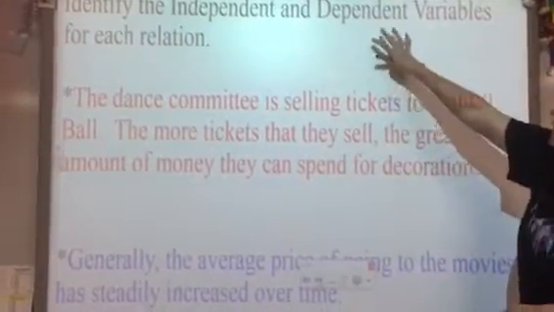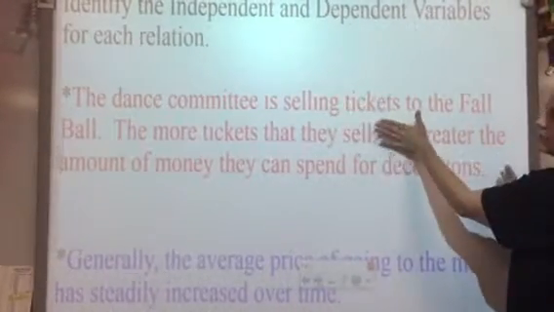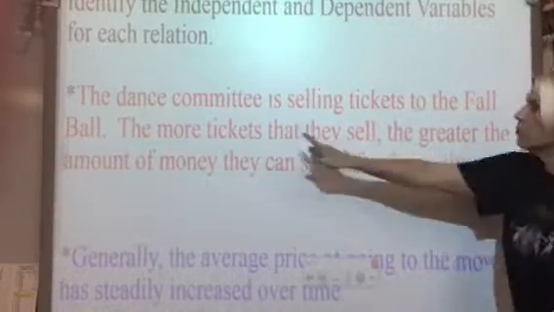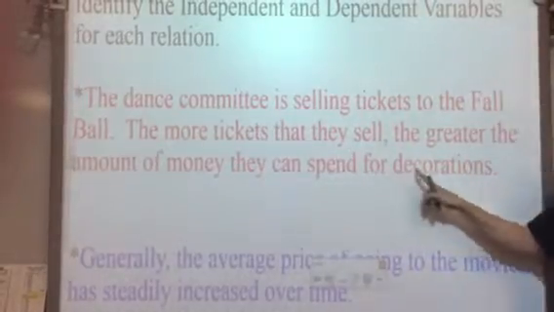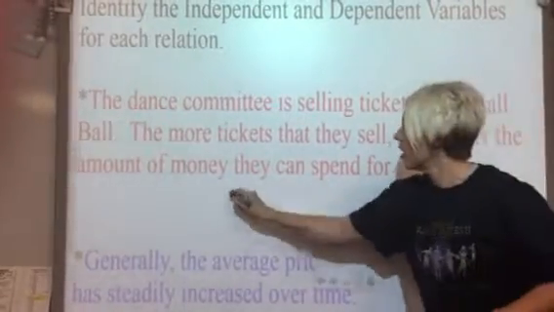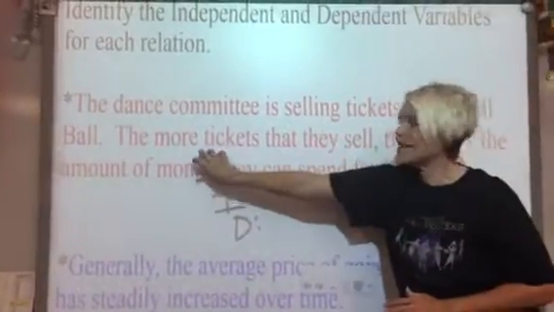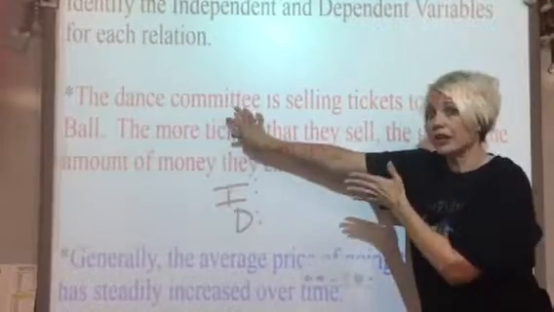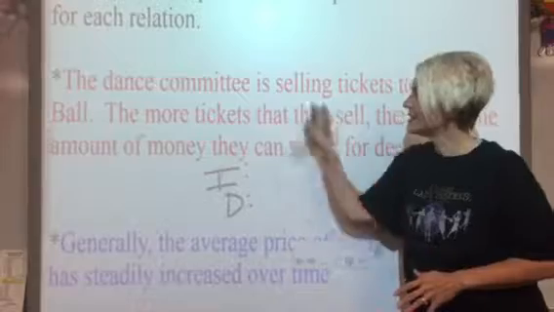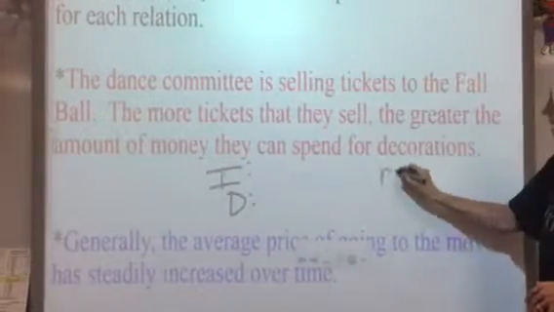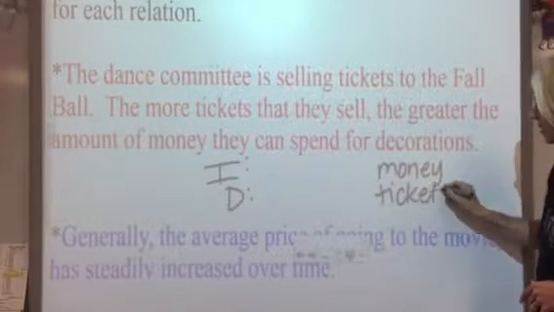Now, the independent and dependent variables for these relations, let's go ahead and look at this example. The dance committee is selling tickets to the fall ball. The more tickets that they sell, the greater the amount of money they can spend for decorations. So you have to look at what could change here. How much money they make is what could change. So we have to find an independent and dependent variable from this situation. And I know that money is going to be one thing that could change, and the number of tickets could be something else as well.